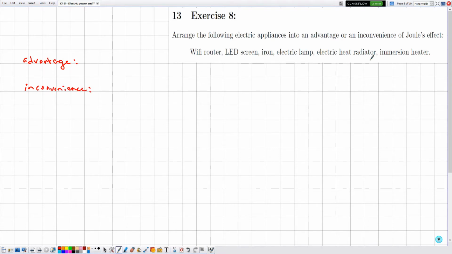Now all of these appliances give heat, but the ones where we make use of this heat are classified as an advantage. So we have the iron, also we have the electric heat radiator, and the immersion heater.